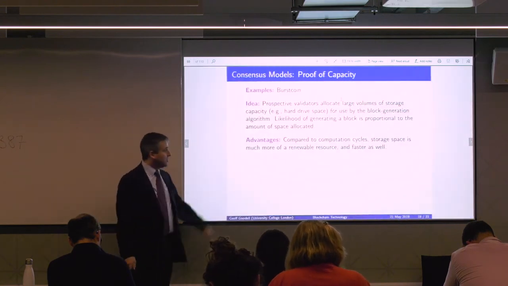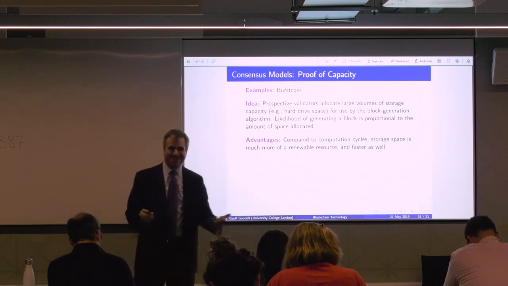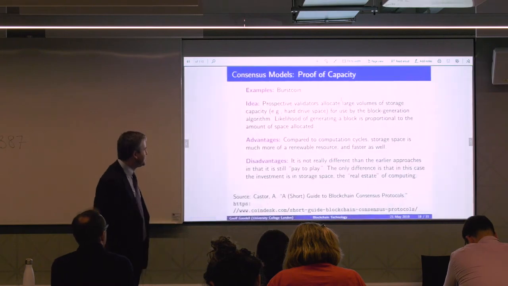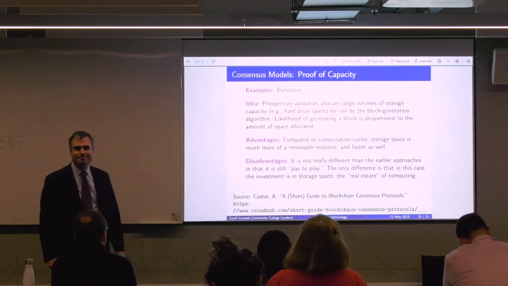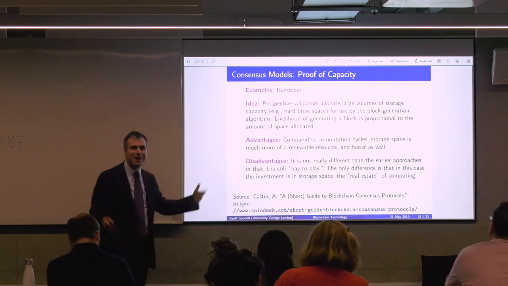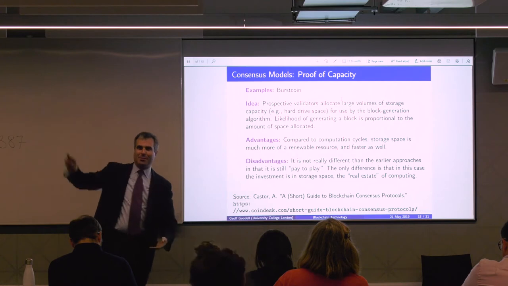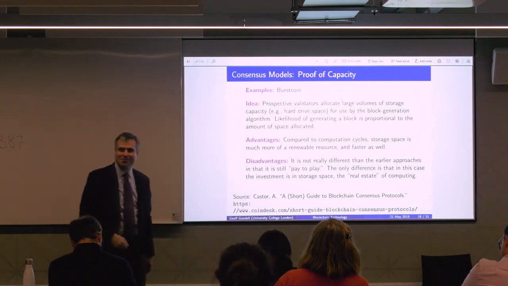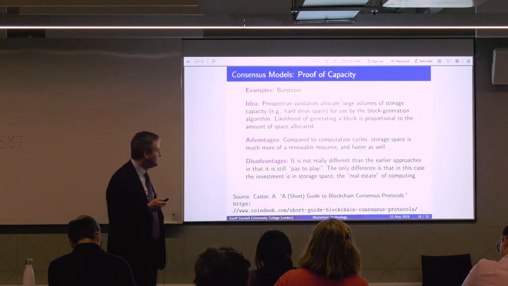Advantages: storage space is more of a renewable resource, at least. You can reuse the hard drive, which is nice, unlike CPU cycles. But it's still pay to play. Right? You can still buy more hard drive space. You can still wire them up. You can still have your hard drive space really be Amazon cloud servers and all of these sorts of things. So it doesn't really solve the problem.